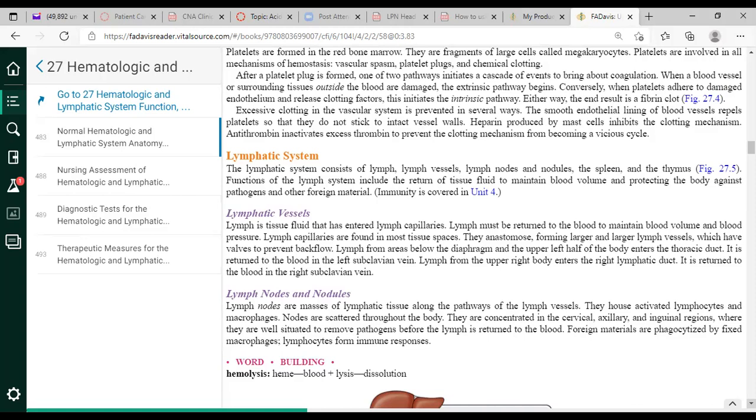No, thank you. And it talks about the lymphatic vessels. However, the lymphatic vessels actually carry lymph by the lymph capillaries and return it to the right subclavian vein. Okay, so the lymphatic system is dealing with the actual immune system.